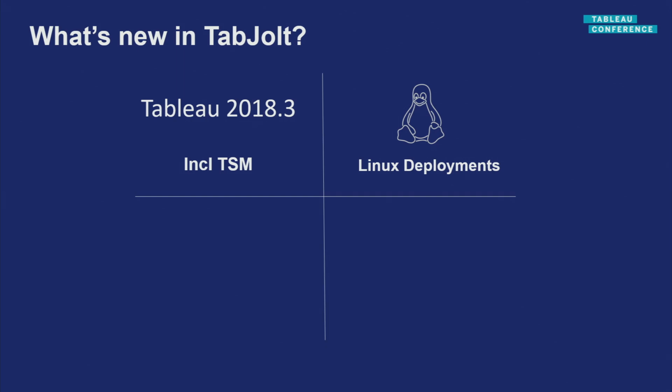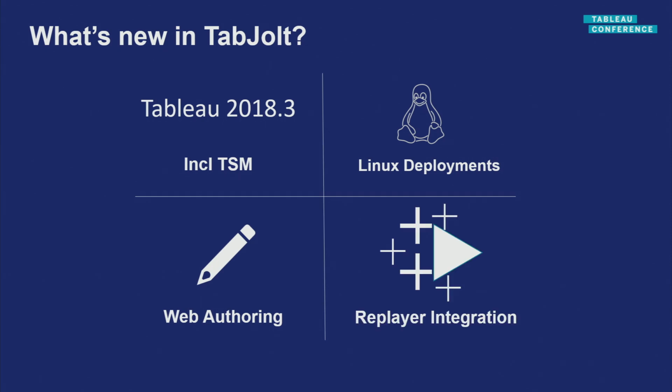Now you can do TabJolt with Linux installs. We had this internally because we had to do the testing ourselves, but it wasn't publicly available. So finally, with this version, you can run TabJolt against a Linux install. It supports the web authoring cases. So not just the view and interact that Robbie was talking about, but also file upload. Basically, the content creation can be modeled in TabJolt now.